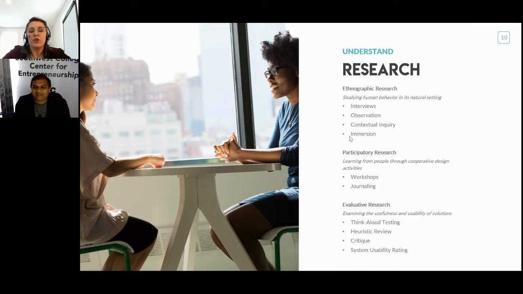Heuristics reviews, those are things where you actually do a user experience review of a product. We can do critiques, user usability. Now, one thing that's not here that is really important from the research phase is something we talked about earlier, and that's you just doing your own research. Get on the internet, research different articles.